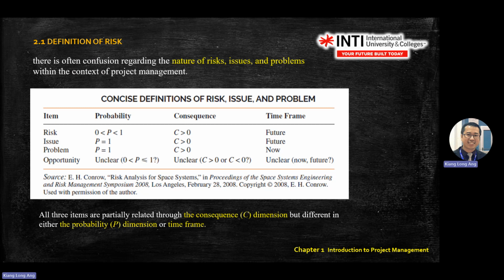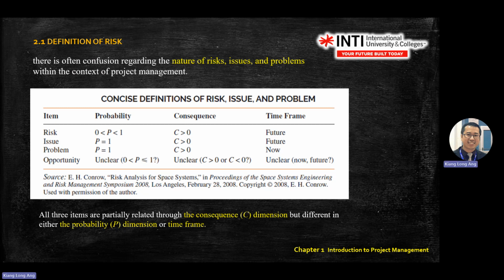Consequences means it will create trouble for you. Time frame can be now, future, or unsure. For risk, there can be no risk or totally have risk, so the probability for risk is 0 to 1, but consequences will be a positive value. If you have risk, you still have consequences. Then for the time frame, if you talk about risk, you talk about the future, what's going to happen, and not now. If it happened now, it's not risk. It's something in the future.